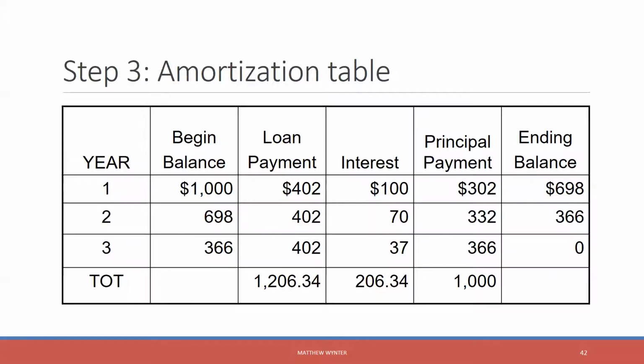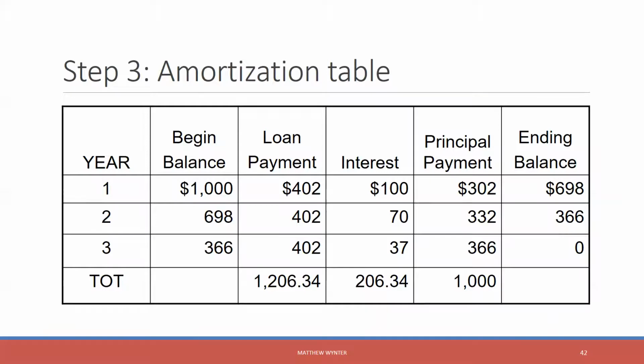We make another loan payment of 402. Not all of that 402 is going to go directly to the principal. Why? Because we have interest. We take our 698, we multiply that by 10%, we have an interest payment of about 70. Of our 402, 70 goes to pay off interest. The remainder, 402 minus 70, the 332, goes to paying towards our principal. 698 minus 332, boom. We've got our ending balance of 366.